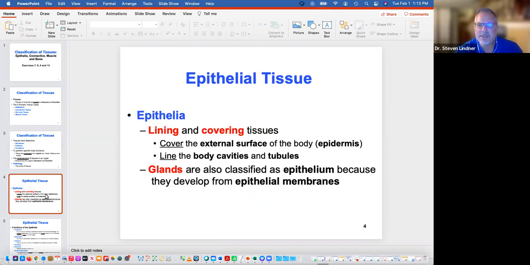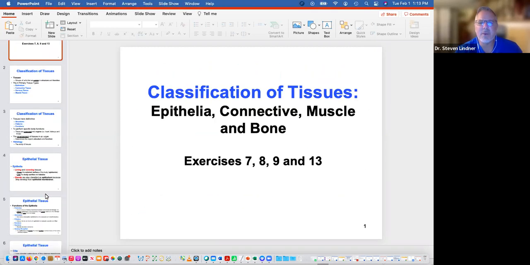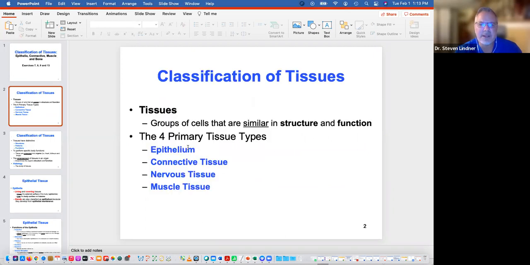So let me just explain quickly the big difference between epithelial tissue and connective tissue, what those big differences are.